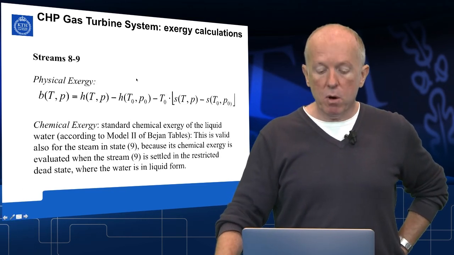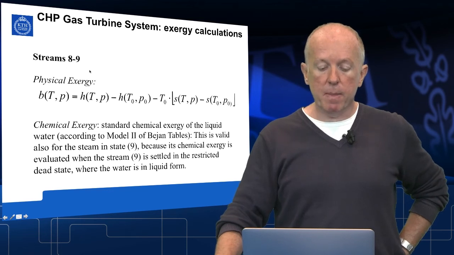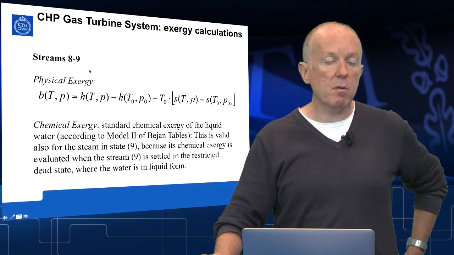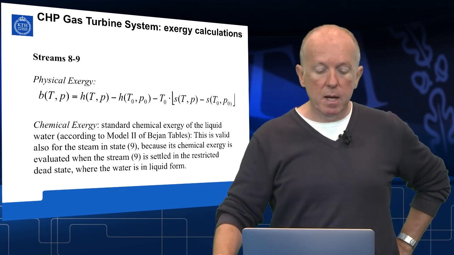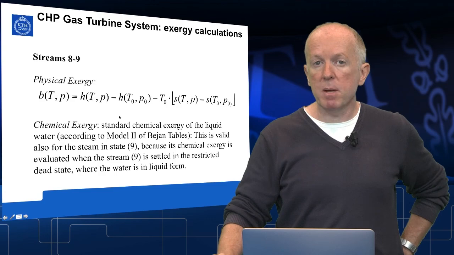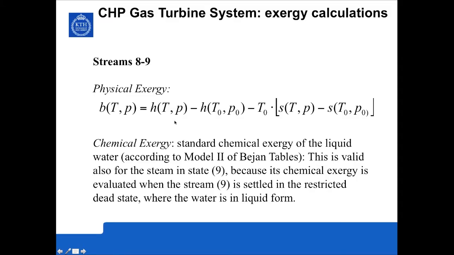At the end, we have only to calculate the exergy of the stream of water, condition 8 and condition 9. The physical exergy of the stream of water can be obtained through its definition, so the difference of enthalpy between its thermodynamic condition and the thermodynamic condition of the dead state, minus T0 by the difference of entropy. So remember, this is water, we cannot use the equation that we have used for the ideal gas.